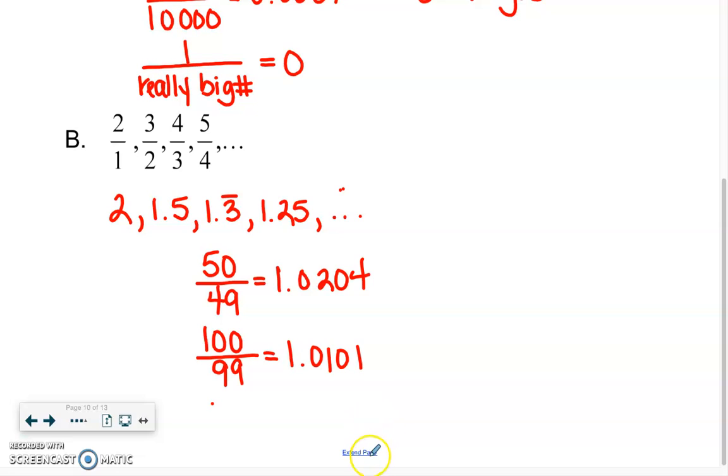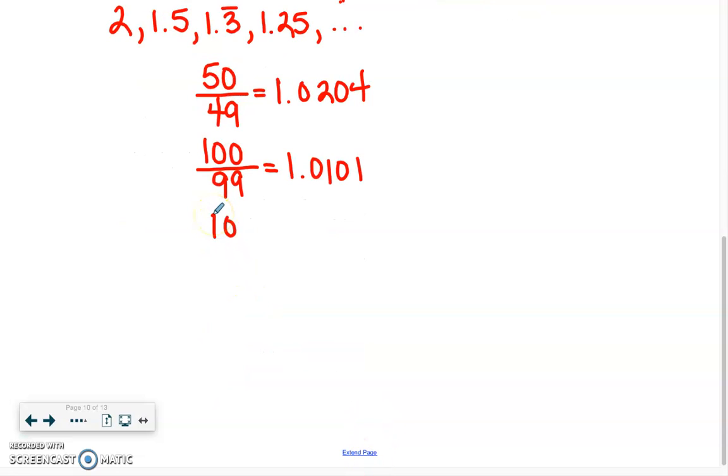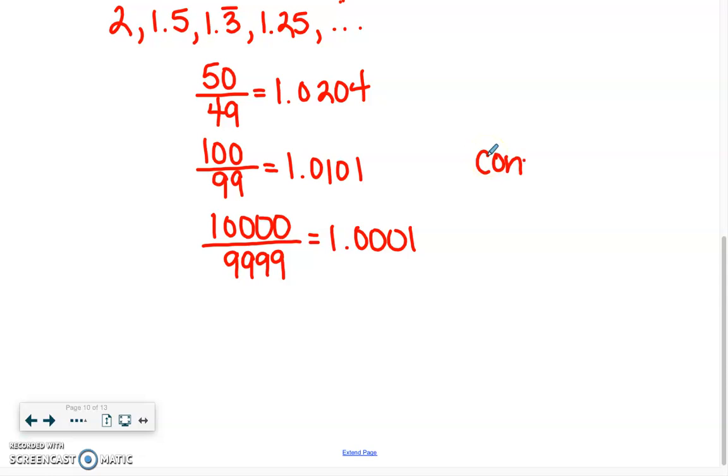And if you're still not convinced, you can plug in something even larger, like 10,000 divided by 9,999, type it in, and this would give you 1.0001. So all these numbers are getting closer and closer to 1 as the pattern continues. So we're going to say this one also converges to 1.